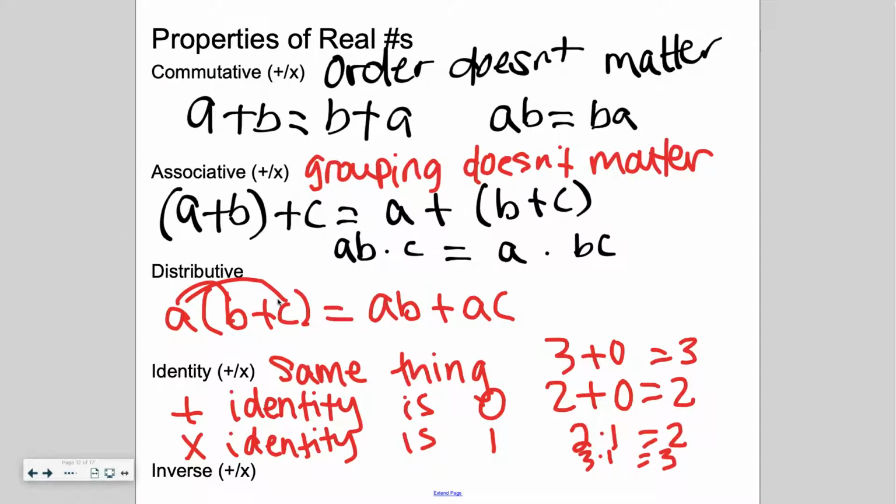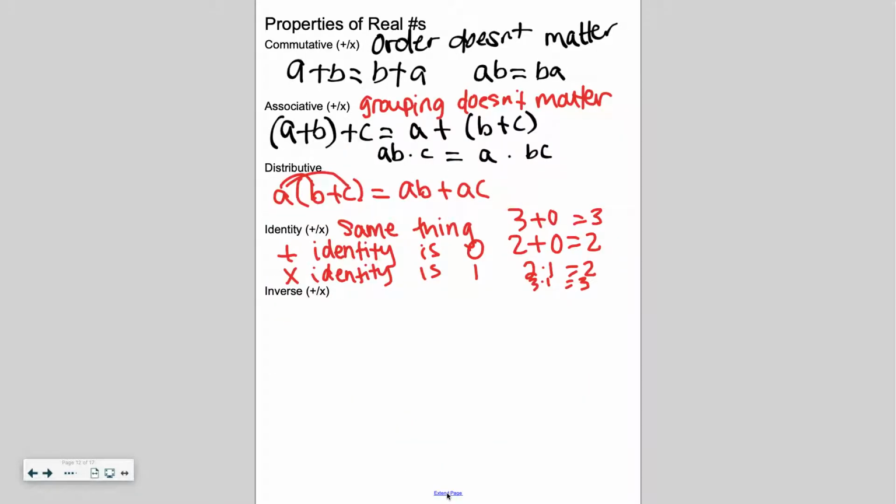Okay, an inverse is, for adding, when I want to get 0. So for the inverse for addition, I'm looking for a number that gives me 0.